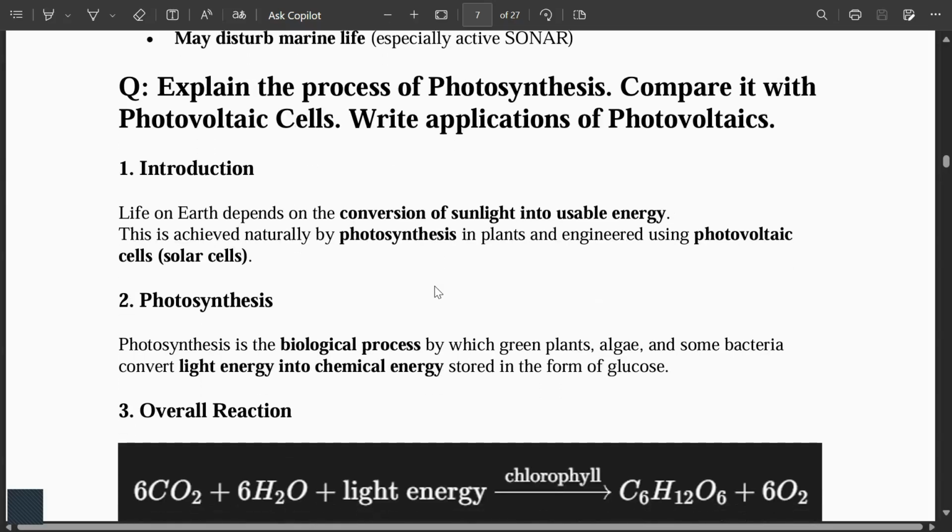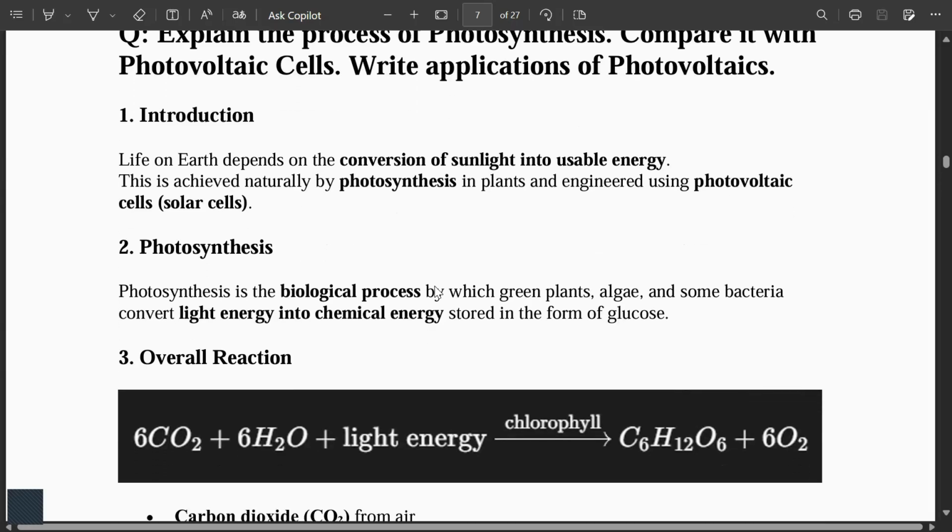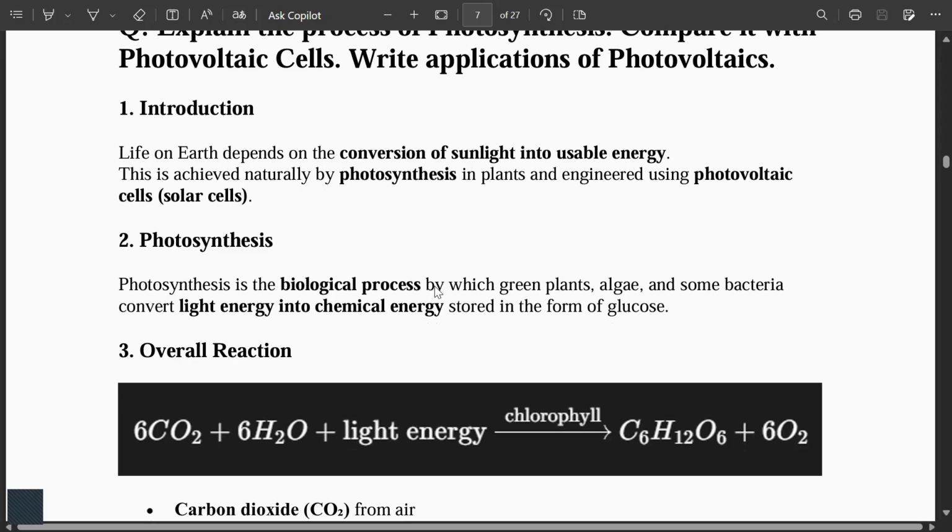Explain the process of photosynthesis, compare it with the photovoltaic cell, and write the applications of photovoltaics. So life on the earth depends on the conversion of sunlight into usable energy. Photosynthesis is a biological process where green plants, algae, or some bacteria convert light energy into chemical energy and store it in the form of glucose.